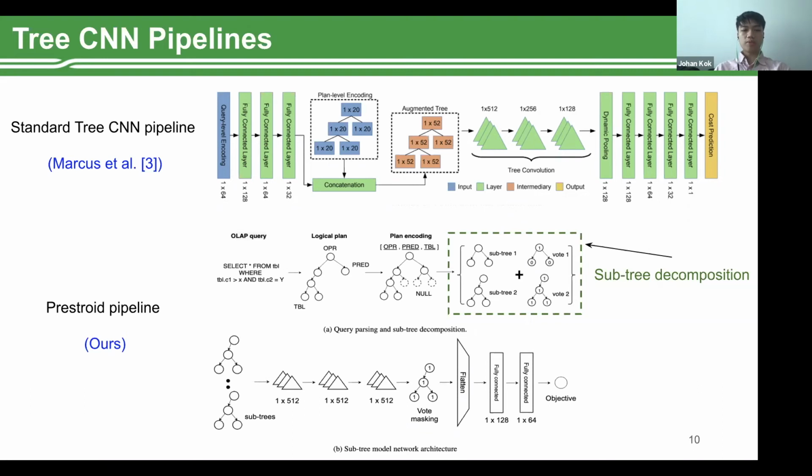Here we adopt a similar practice but introduce the notion of subtree convolution. This process minimizes the input size to the model. So instead of working with the full query plan, our model will work with the top n selected subtrees. We call our model pipeline Prestroid.